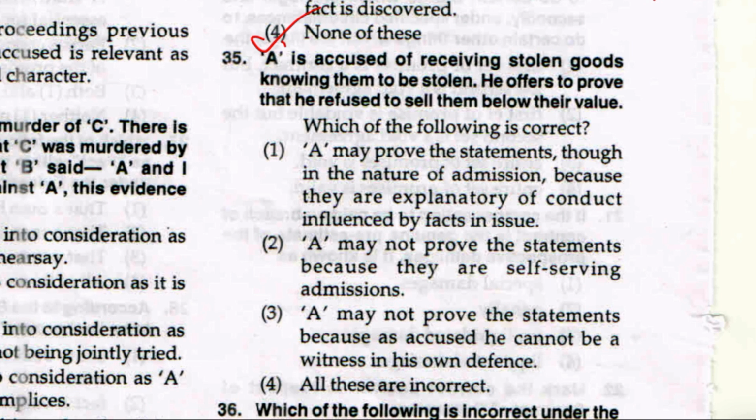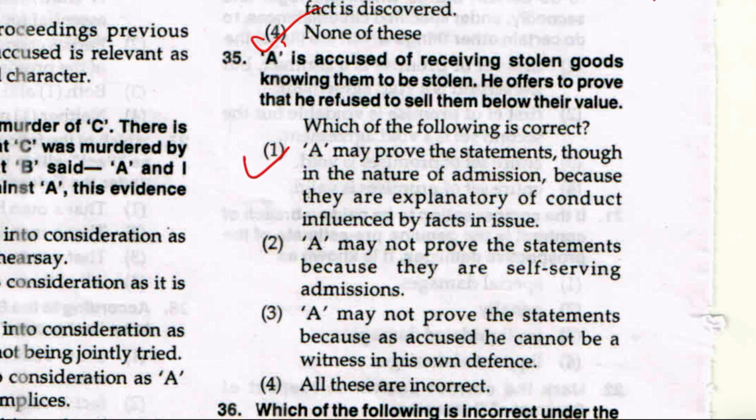A is accused of receiving stolen goods knowing them to be stolen. He offers to prove that he refused to sell them below their value. Which of the following is correct? Option 1, A may prove the statements though in the nature of admission because they are explanatory to conduct influenced by facts in issue. Option 2, A may not prove the statements because they are self-serving admissions. Option 3, A may not prove the statements because as accused he cannot be a witness in his own defense. Option 4, all of these are incorrect. Here the right answer is what?